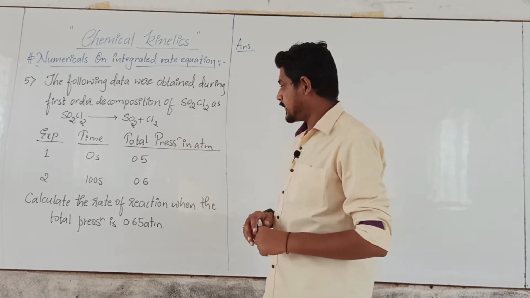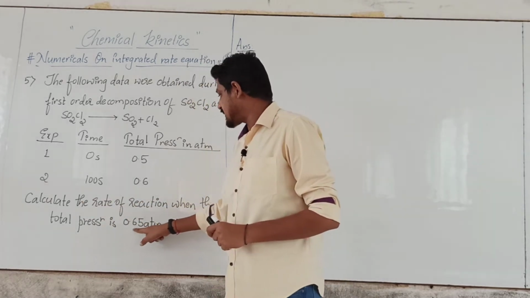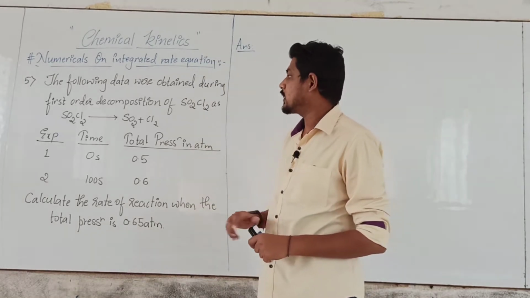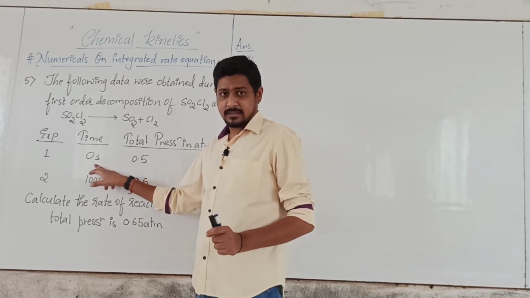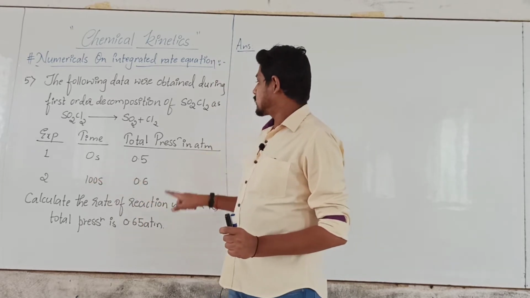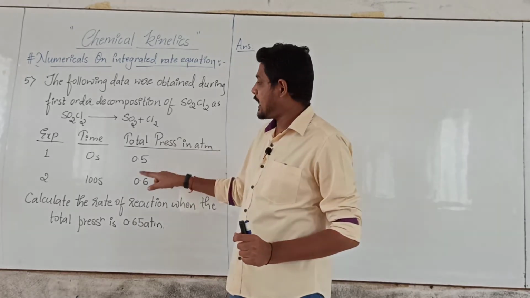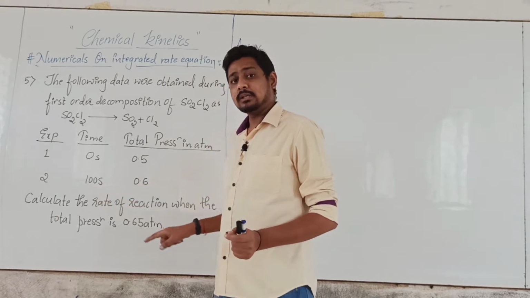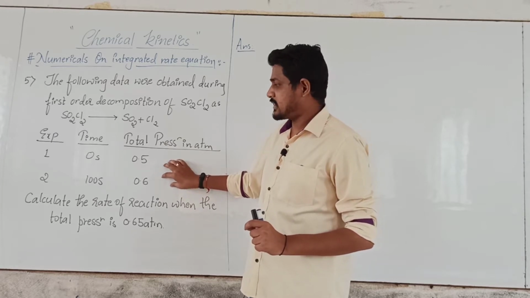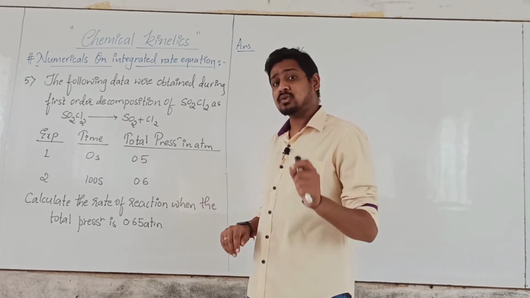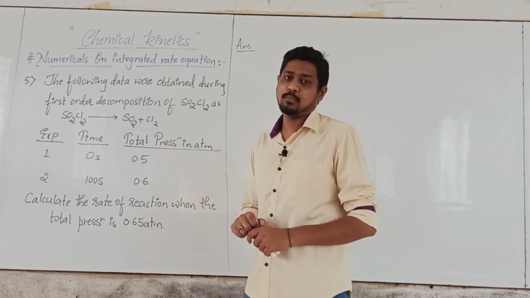Now what do we have to calculate? We have to calculate the rate of the reaction when the total pressure is 0.65 atmosphere. So the kinetic data in the initial state: the total pressure was 0.5 atmospheric pressure, and after 100 seconds the total pressure is now 0.60 atmospheric pressure. This they have given. Next, what we have to calculate? We have to calculate the rate of the reaction when total pressure becomes 0.65 atmosphere.